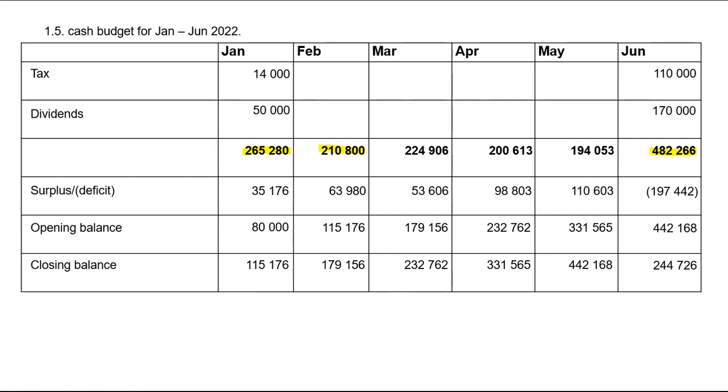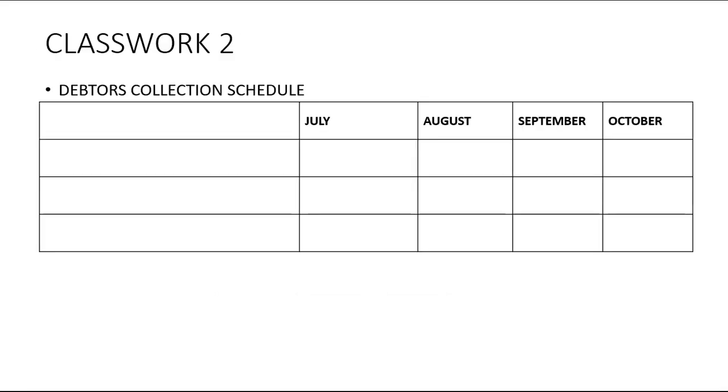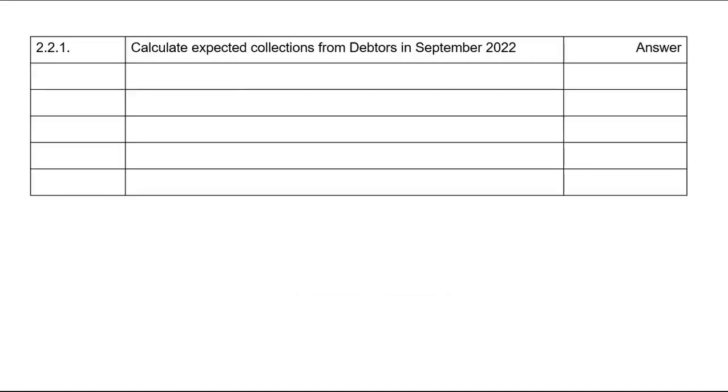Now, this is what we'll have for classwork 2. This is a past paper. I just don't remember where I got this paper from. That's why I couldn't credit that. So we've got to prepare this and this and this.